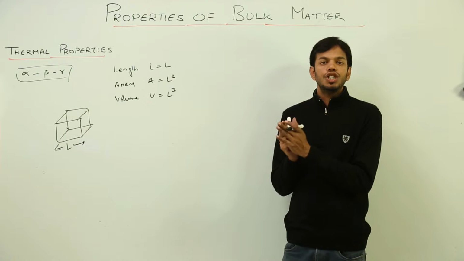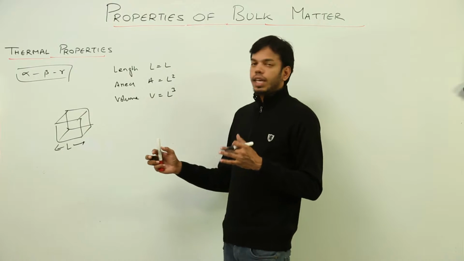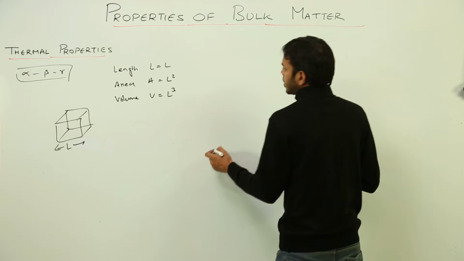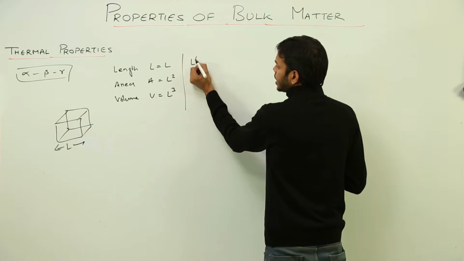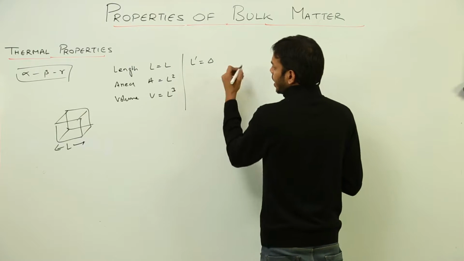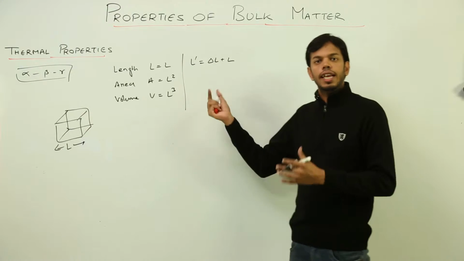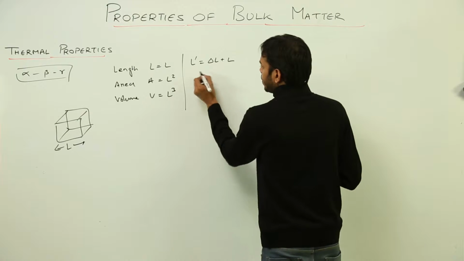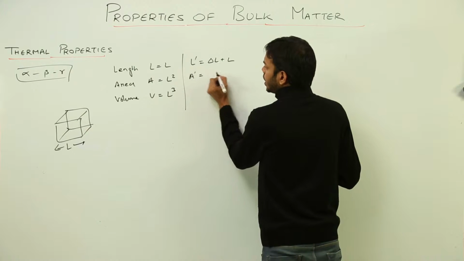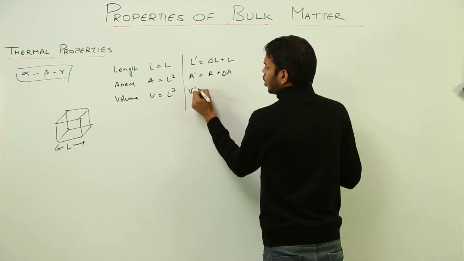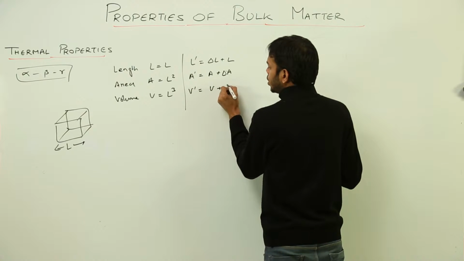Suppose there is a delta T change in temperature, due to which there is a small increase in length, that is, the final length becomes L dash, which is delta L plus L. That would be the final length, change in length plus original length. Similarly, area would be area plus change in area, and volume would be original volume plus change in volume.